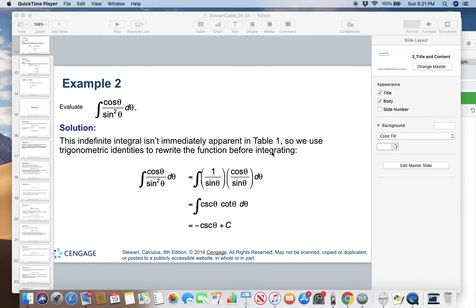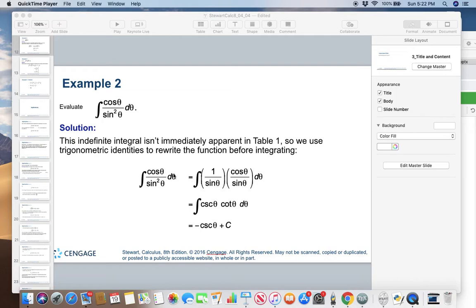So continuing on our lecture for section 4.4, evaluate the integral of cosine theta over sine squared theta d theta. Something like this, we don't have a quotient rule for taking antiderivatives. So we need to figure out whether this can fit in any of our given formulae.